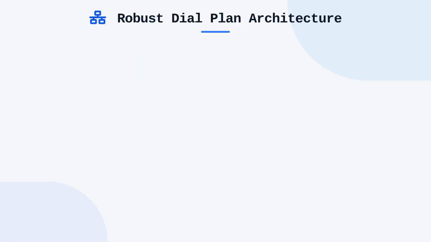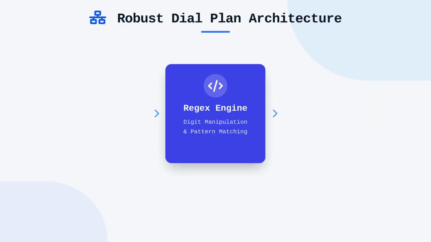Building a robust dial plan requires a granular understanding of how Genesys Cloud processes internal and external numbers. At the heart of this system are regular expressions, which allow you to manipulate digit strings before they are transmitted to a carrier trunk. You effectively define patterns that match specific dialed sequences and then transform those sequences into a format the SIP trunk expects.